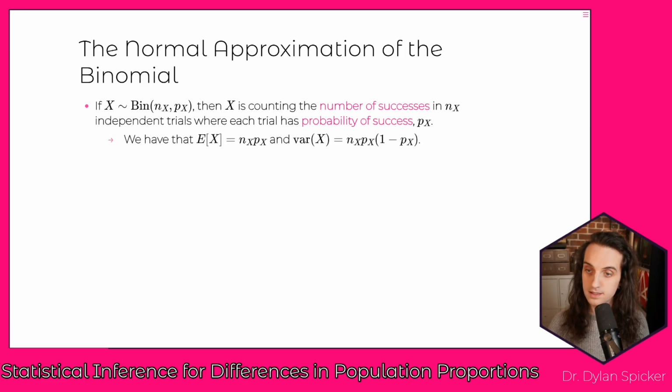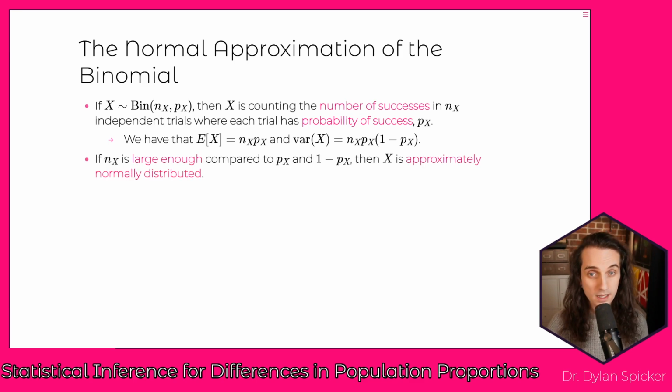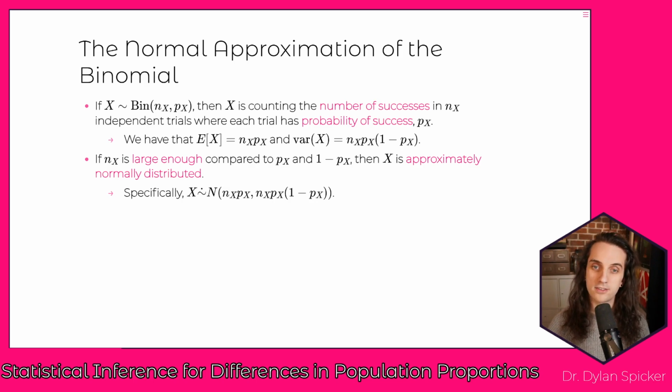In that case, x is going to count how many times we actually saw heads in those flips of the coin. We know from the binomial distribution that the expected value is always nx times px, and the variance is always nx times px times 1 minus px. So this is true of any binomial distribution. Now, if nx is large enough, and specifically large enough in comparison to px and 1 minus px, then x is going to be approximately normally distributed. And specifically, it's going to have an approximate normal distribution with a mean of nx times px and a variance of nx times px times 1 minus px.